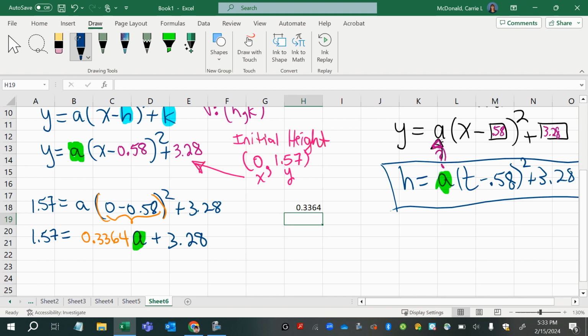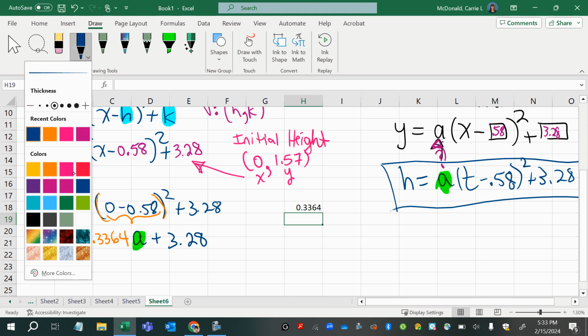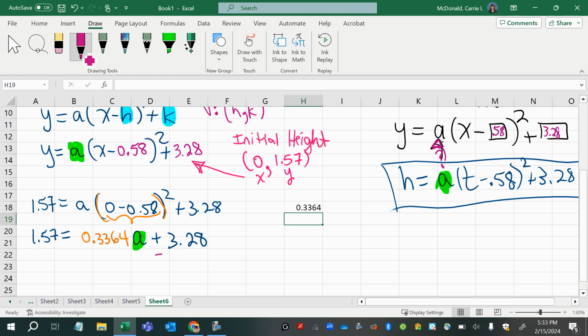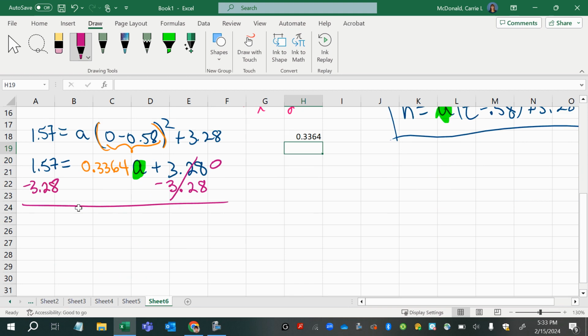So we'll start doing inverse operations on each side, equally on both sides of the equation. So first we'll invert the addition of 3.28 by subtracting 3.28 from both sides. I'll zero it out on the right, and then our equation will be simplified.